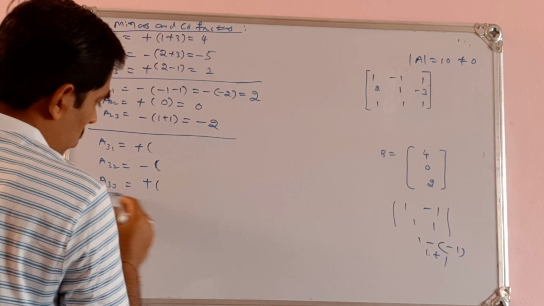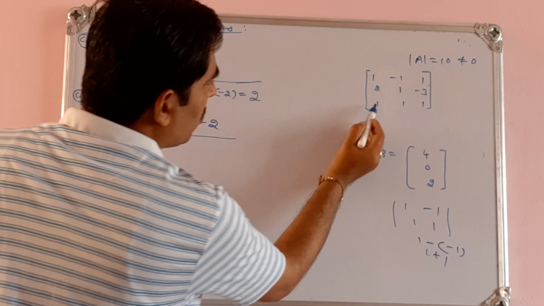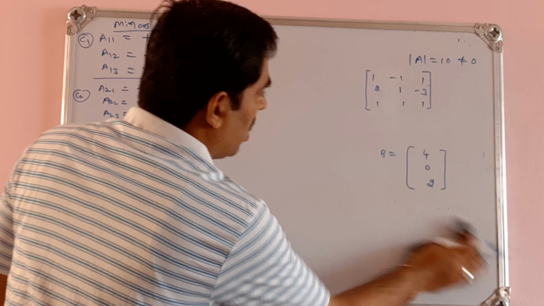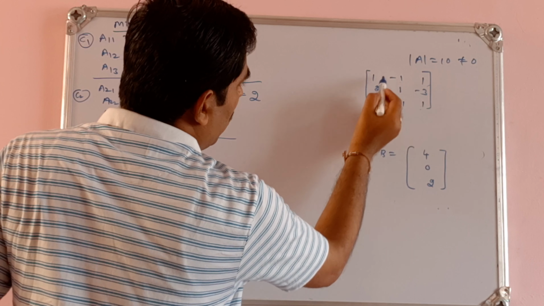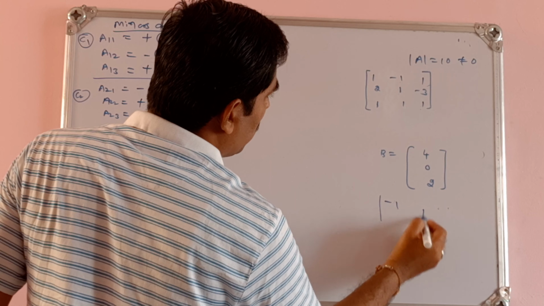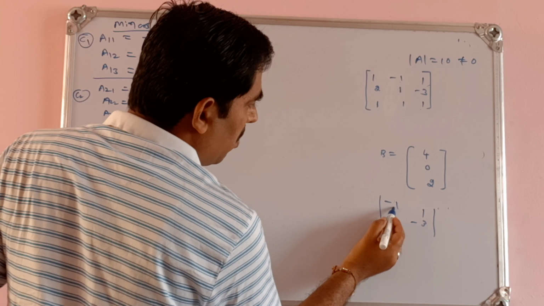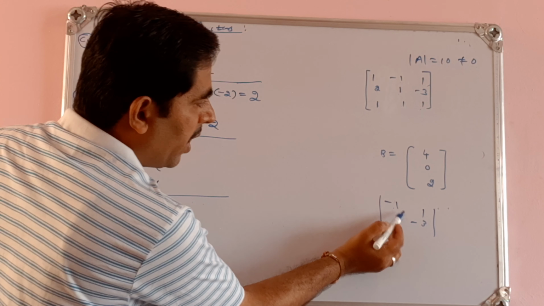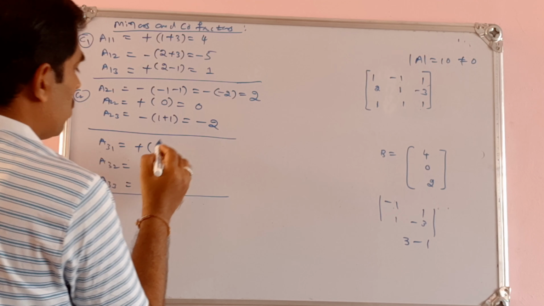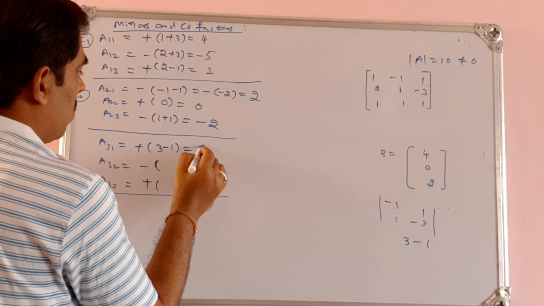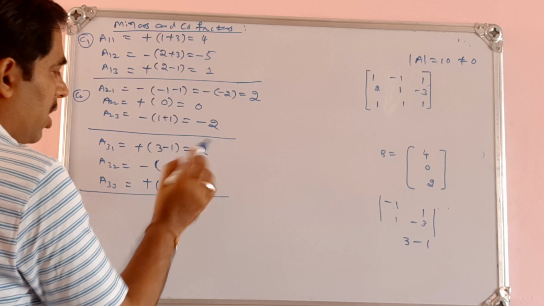Then I move to last 3 elements. Okay. So what is the cofactor of 1? Leave this row and this column. So we got minus 1 1, 1 minus 3. See, minus 1 into minus 3, that is positive, plus 3, minus 1 1 is 1. So that is 3 minus 1, no problem, that is 2.